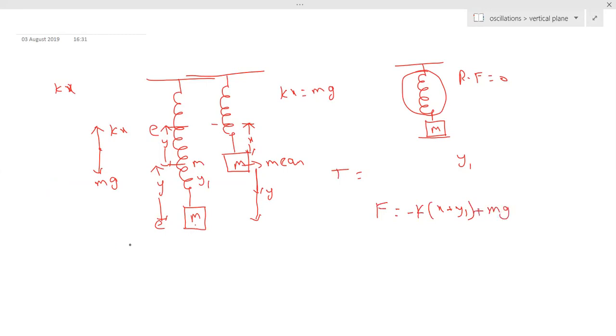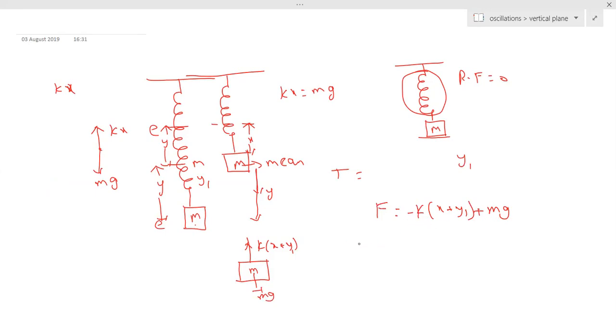Why? Because, so see, if I try to draw the free body diagram at that stage, what will happen? This is my mass m. Restoring force will be k into x plus y1. This y1 is because of extra extension y1, and mg will be in downward direction. Then the total restoring force will be this, minus k into x plus y1 plus mg.